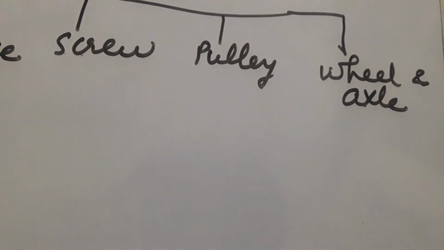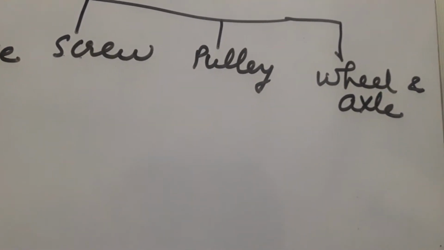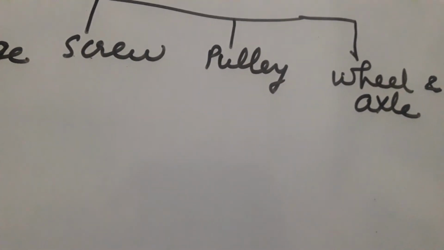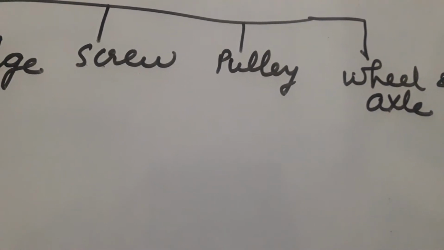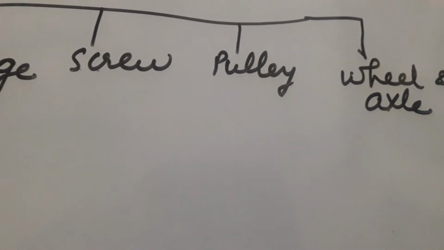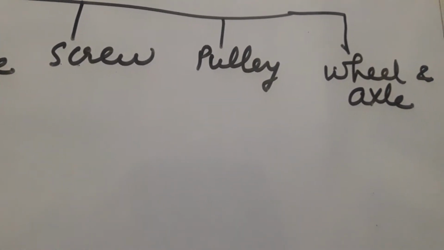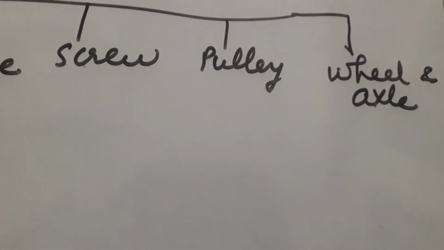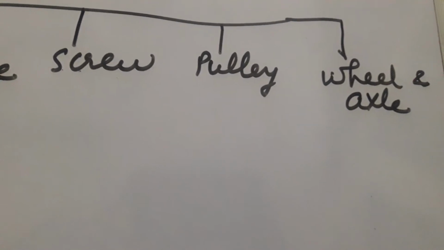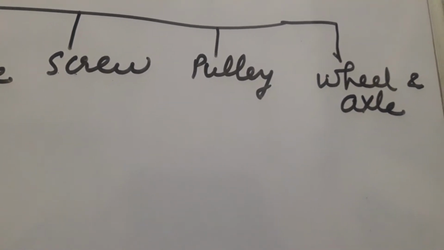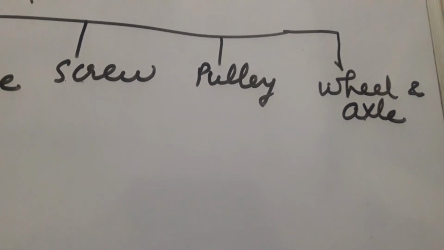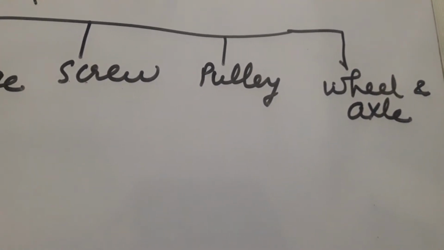One more example of wheel and axle I would like to give, that is the steering wheel, the steering of a car. That is also an example of wheel and axle. The rod is the axle and the wheel which we hold when we drive the car, it is a wheel, and the rod which is already attached with it, that is the axle. It is also an example of wheel and axle.